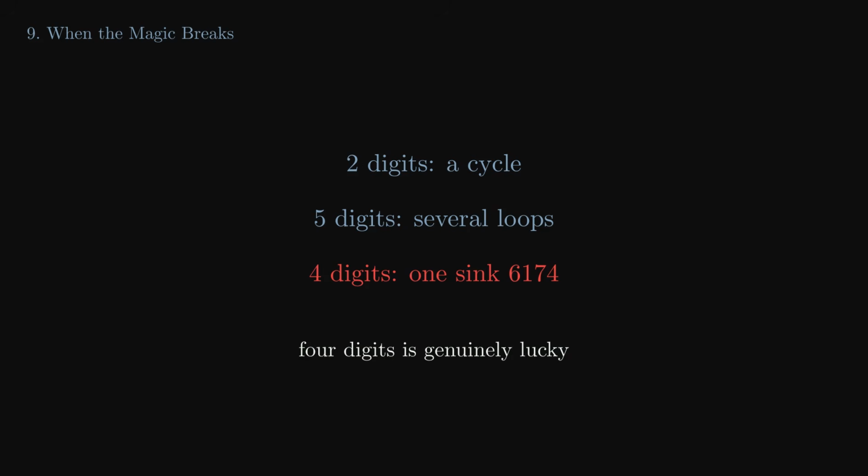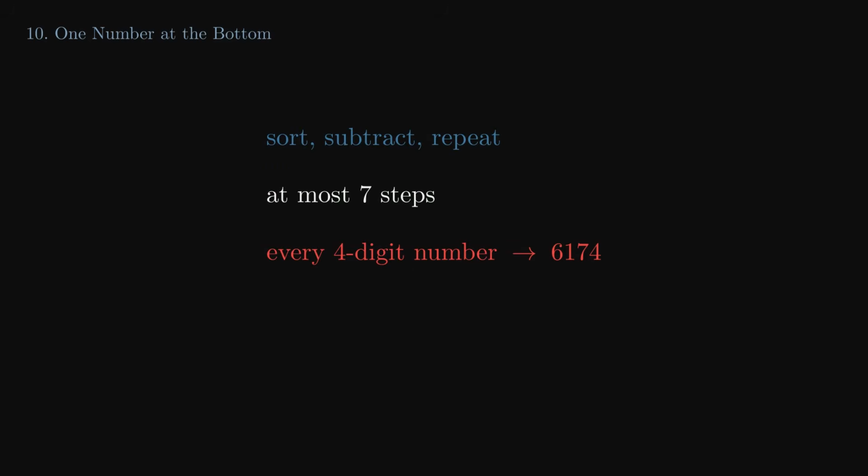So step back and hold the whole picture. You take the crudest arithmetic imaginable, sorting 4 digits and subtracting, an operation with no memory and no cleverness in it. And out of that crudeness comes a perfect little machine with a single destination. Feed it any of nearly 10,000 numbers, and in at most 7 turns of the handle, it deposits every one of them on the exact same value, 6174, where they stay forever. The only survivors are the numbers too uniform to move, which fall to 0 instead.